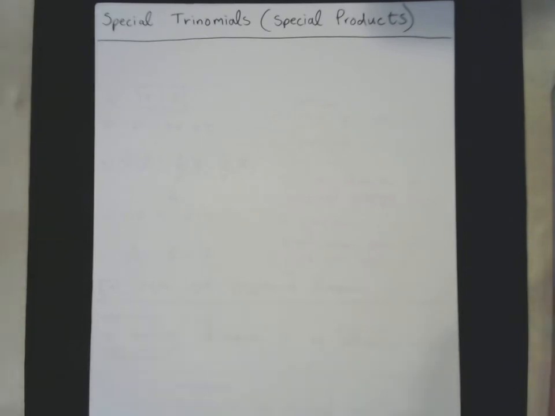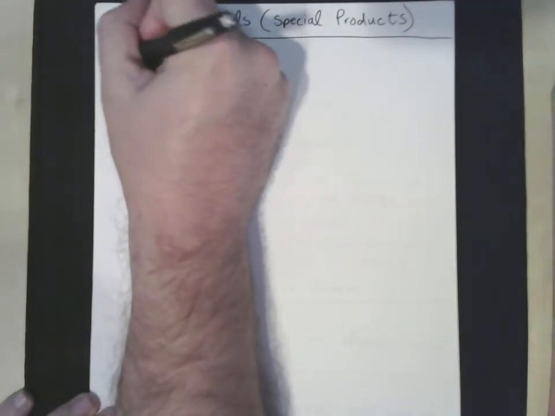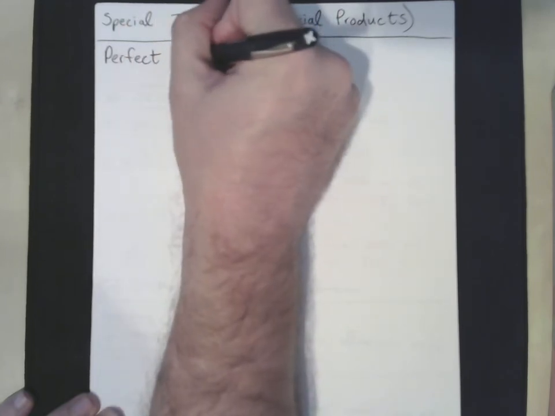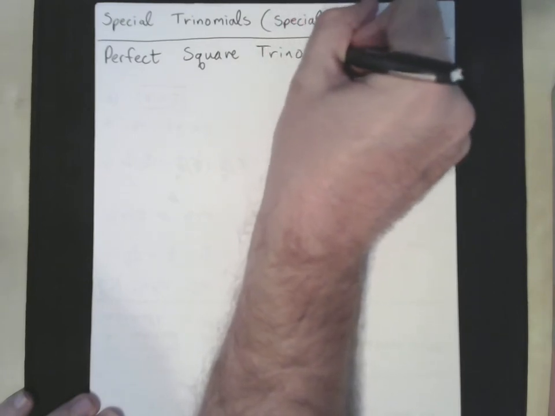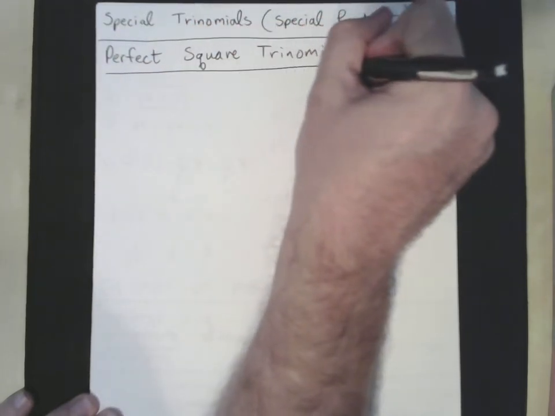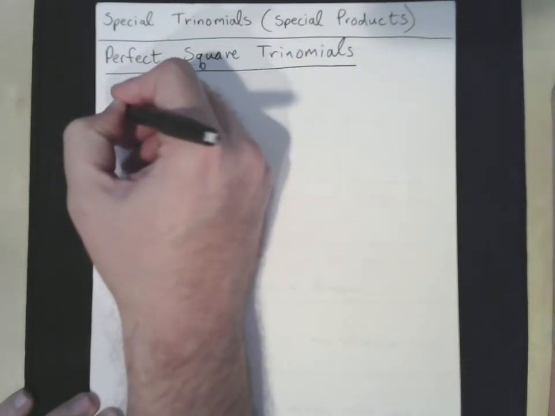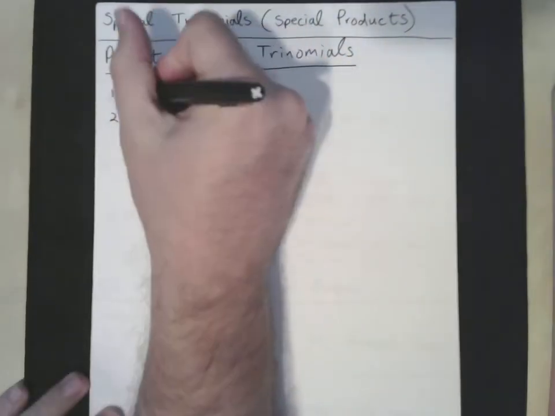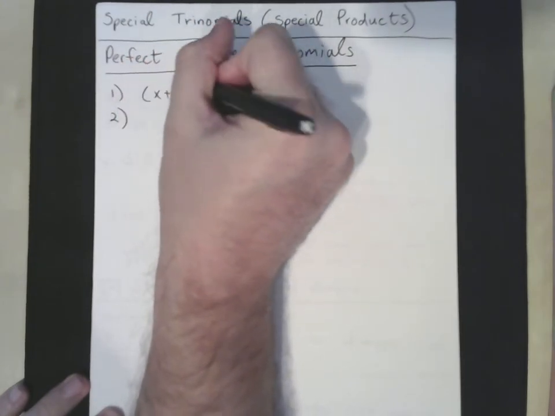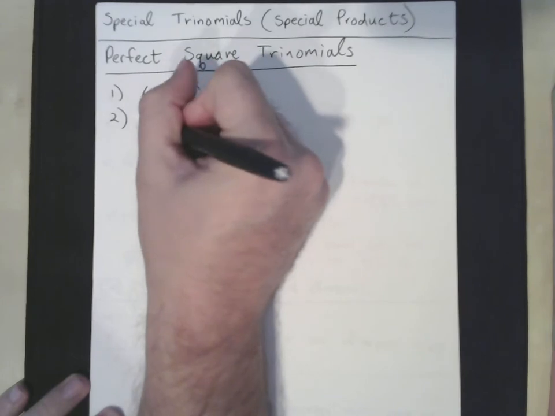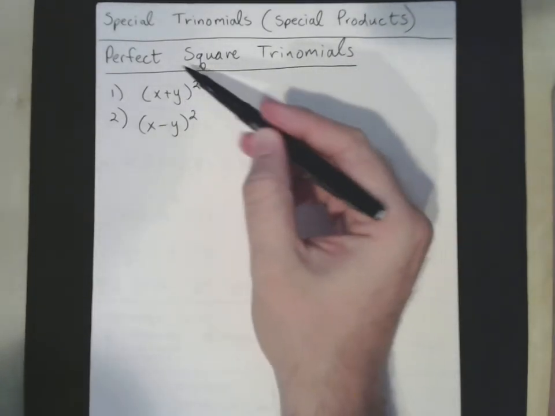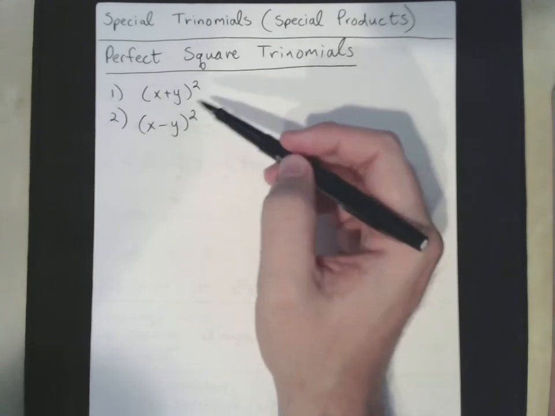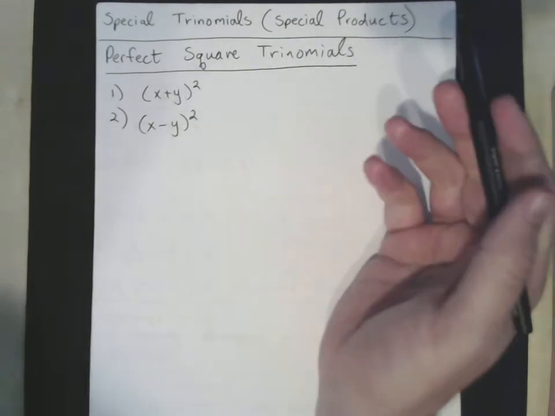So let's start with the first one, which is perfect square trinomials. So these have two different forms that we see. The first is the form x plus y quantity squared, and the second is x minus y quantity squared. So just to give you a little bit of why these are sometimes called special products, that's because this is the product, x plus y times x plus y, or x minus y times x minus y.